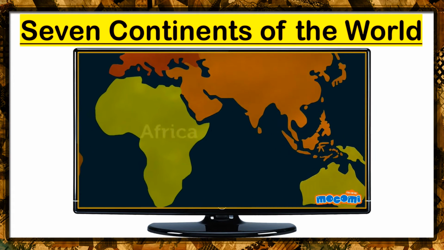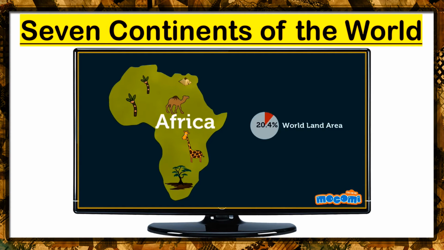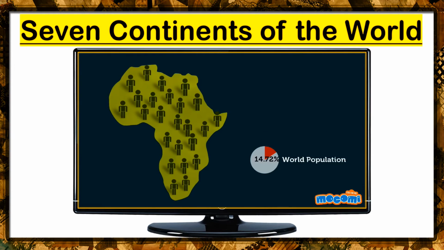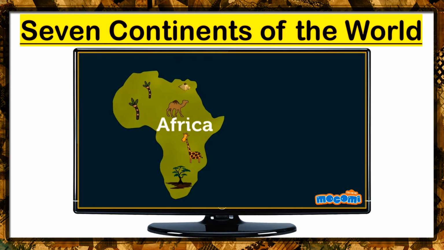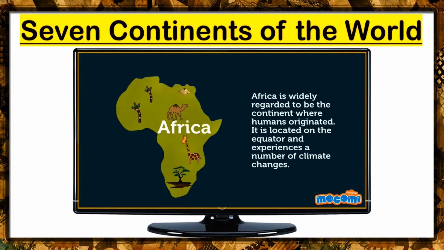Africa is the second largest and also the second most populated continent in the world. The continent of Africa covers 20.4% of the world's total land area and accounts for 14.72% of the world's human population. It is surrounded by the Mediterranean Sea, the Indian Ocean, the Atlantic Ocean, and the Red Sea. Africa is widely regarded to be the continent where humans originated. It is located on the equator and experiences a number of climatic changes.